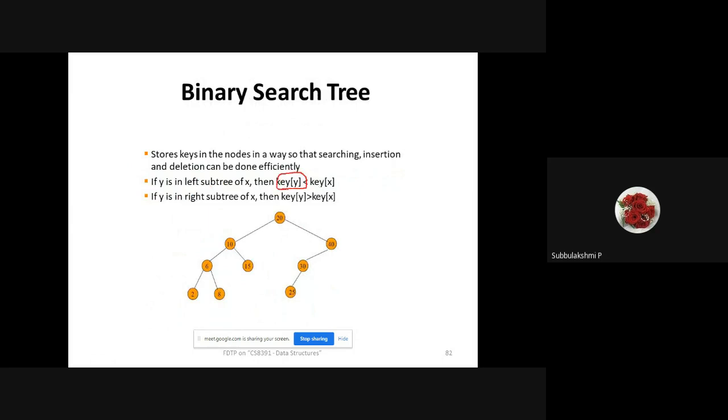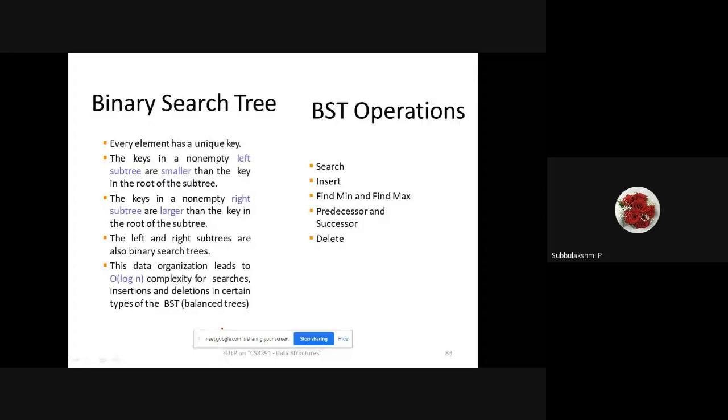So what's the rule? For any key x, the key of y should be lesser than the key of x if y is in the left subtree, and the key of y should be greater than the key of x if y is in the right subtree. The policy is very simple. That's how we have made it a principle, and the operations are carried out. Every element will have a unique key value, so indexing should be different. The keys in a non-empty left subtree are smaller and in the right subtree are larger. This is the second principle. And the left and right subtrees are also binary search trees.